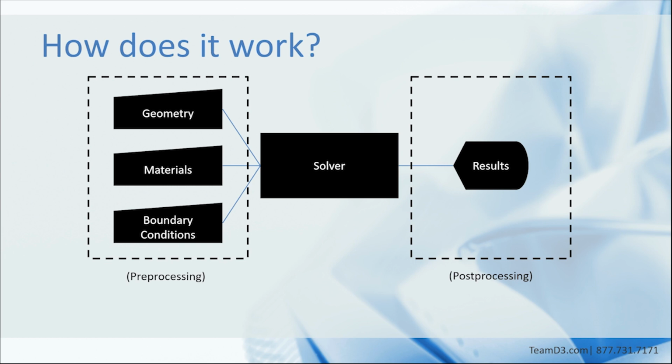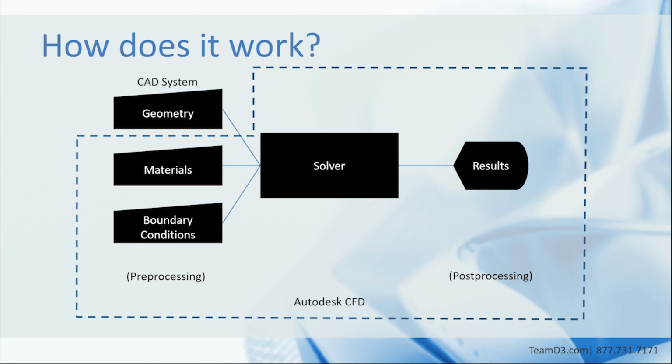In the early days of CFD, these tasks, pre-processing, solving, and post-processing, were all handled by different software products. Some products still operate this way. It's getting more common now to see all of these functions rolled into a single interface, as is the case with Autodesk CFD, except for the geometry itself. Typically, the geometry is generated by a CAD system that is purpose-built for this task, and then that geometry is imported by the CFD interface. Autodesk CFD works in this way too.